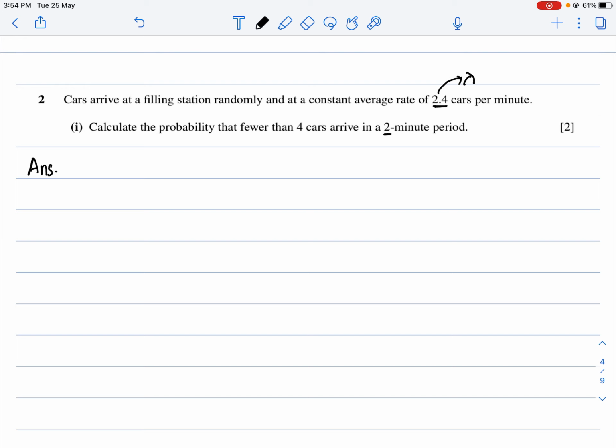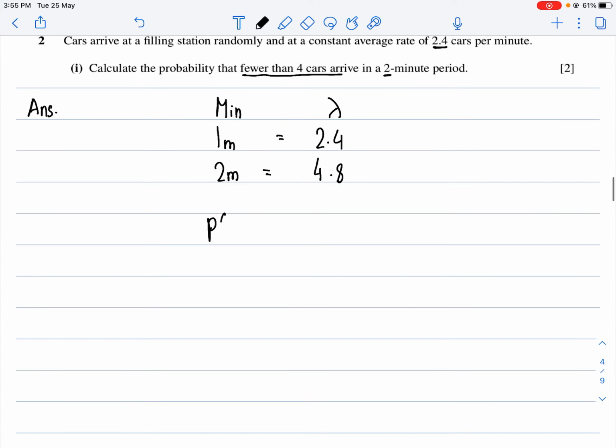So first thing, I can write minutes here and lambda here. For 1 minute, my lambda was 2.4. Now I have 2 minutes, so my lambda is basically 4.8. Now I need fewer than 4 cars, so I need the probability of x being fewer than 4 cars.